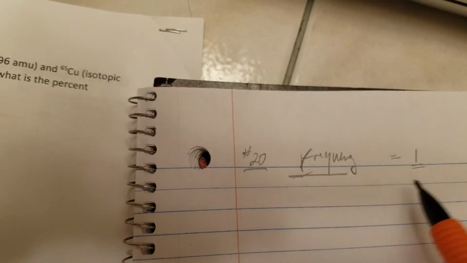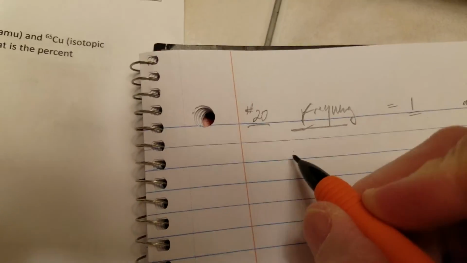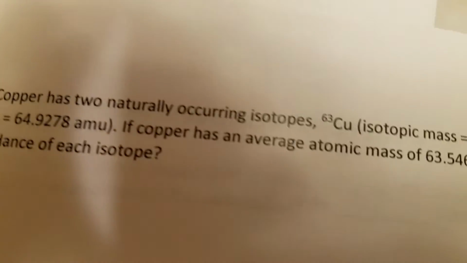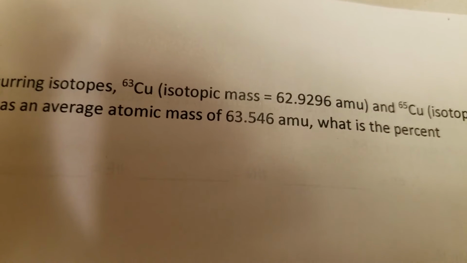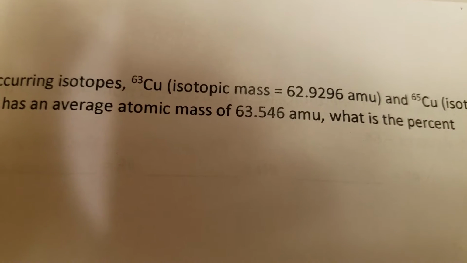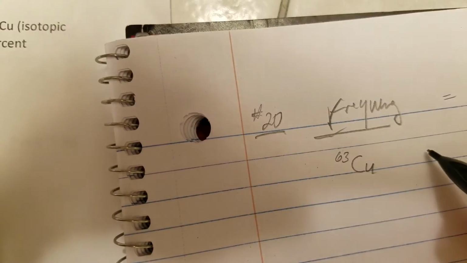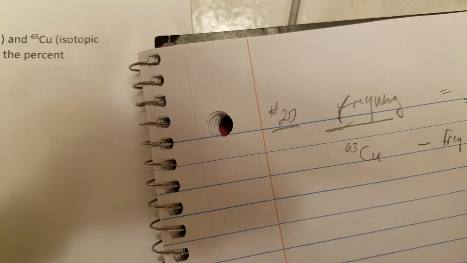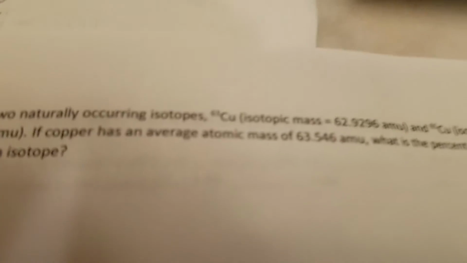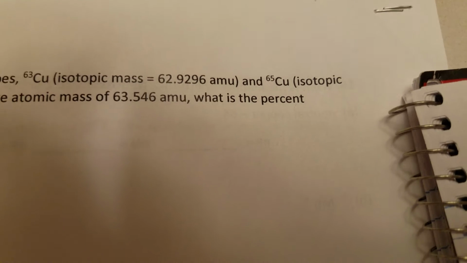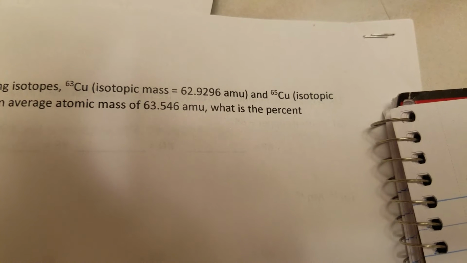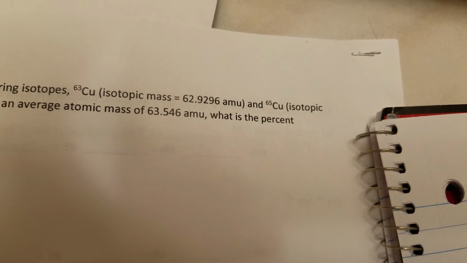So since our total frequency is 1, we're going to be looking at two different copper isotopes. We have one that's 63, its mass number for copper. We're going to let its frequency equal X. And then for our second one, the isotope of 65 copper, we're going to let this frequency equal 1 minus X, since our total frequency is equivalent to 1.